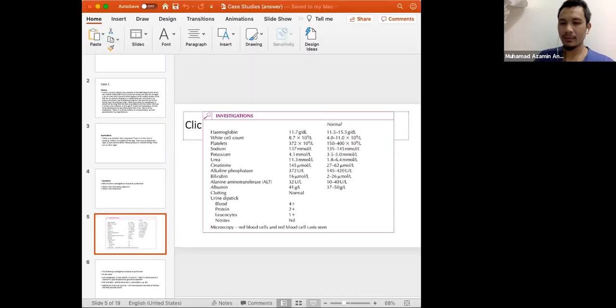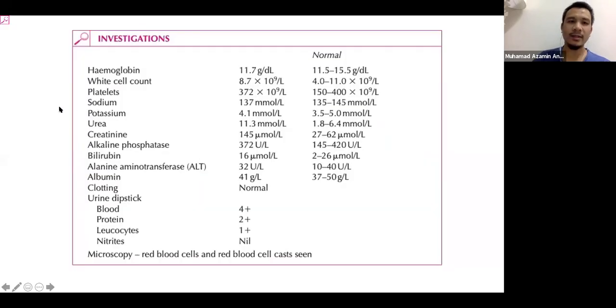Okay, then I'm going to show you the results for the patient. Okay, so this is the result of the patient. So the HB is 11.7, which is not too bad, in the normal range, but slightly on the low side. The white cell is not that high, 8.7, which is normal range. The platelets is 372.